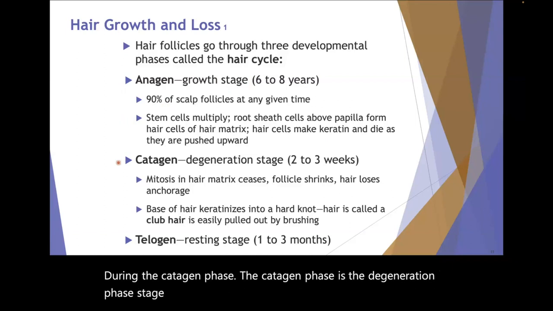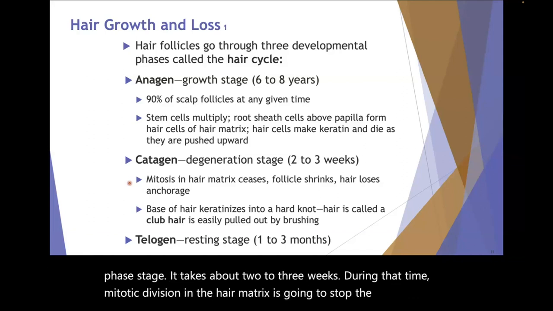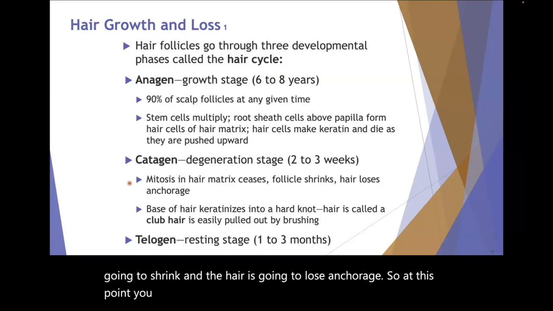The catagen phase is a degeneration stage. It takes about 2 to 3 weeks. During that time, mitotic division in the hair matrix is going to stop. The follicles are going to shrink, and the hair is going to lose anchorage. So at this point, you end up with your hair falling out. So don't freak out. You naturally lose hairs, so it's okay.